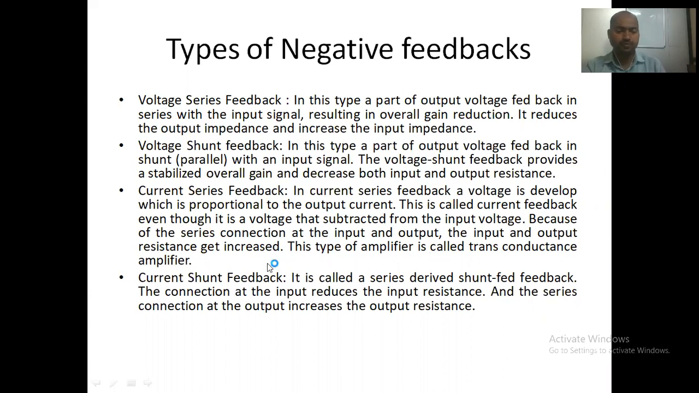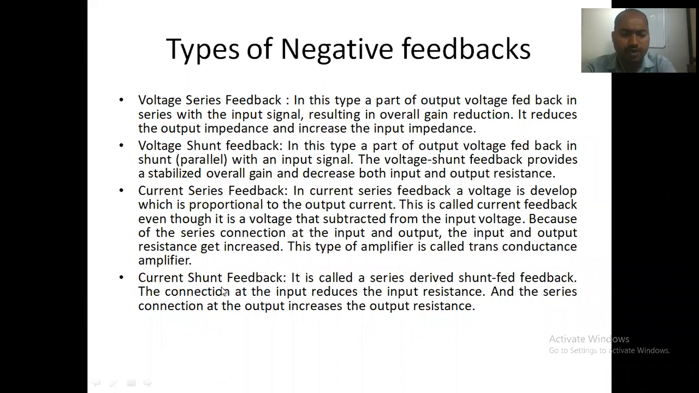Okay, current shunt feedback, right? So see, we are discussing the current shunt type of feedback. In a current shunt feedback amplifier, whatever output comes across your amplifier is a current. That current is applied to the input in a shunt, which indicates parallel to the input. That's why it is called current shunt type of feedback, right?